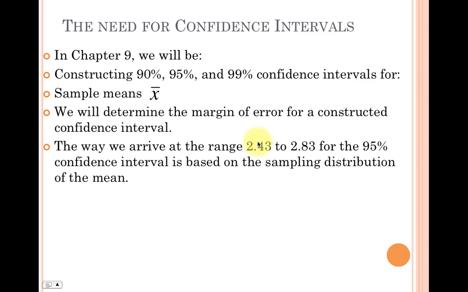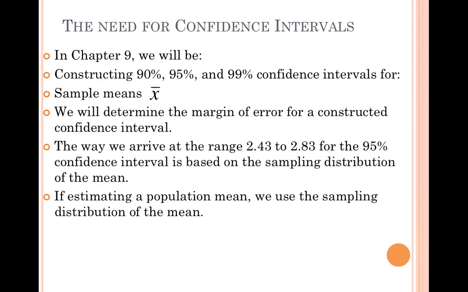So before, I was just assuming that we had already done the mathematics to come up with the confidence interval 2.43 to 2.83. But what we're going to do is learn exactly how those numbers are arrived at. It's all based on the sampling distribution of the mean. Okay, remember chapter 8, the sampling distribution of the mean is basically the foundation for confidence intervals. If we're estimating a population mean, we use the sampling distribution of the mean.